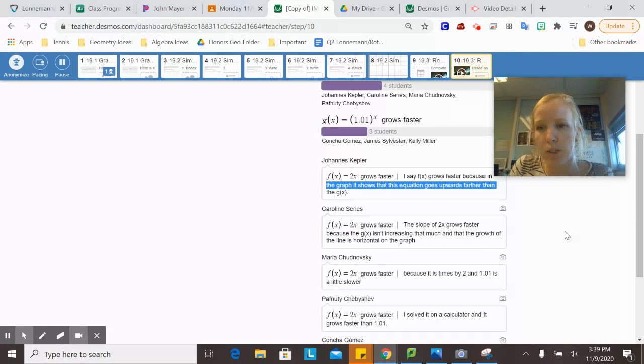But remember, what's key about this whole lesson is eventually, over time, the exponential will always grow faster over time. So if you're planning on leaving something in for over a certain number of years, you want to choose the exponential. So if I can tell you guys one thing that I want you to remember, exponentials will eventually always grow faster, okay? So if you need to correct anything from your Desmos notes, do that.